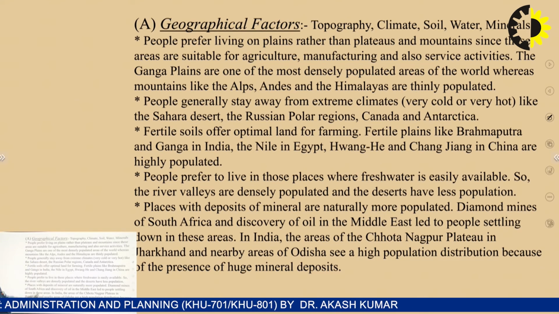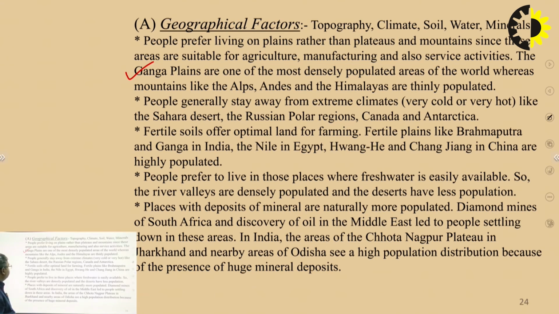The Ganga plains are one of the most densely populated areas of the world, whereas mountains like the Alps, Andes, and Himalayas are thinly populated. People generally stay away from extreme climates, that is very cold or very hot, like the Sahara Desert, the Russian polar region, Canada, and Antarctica.